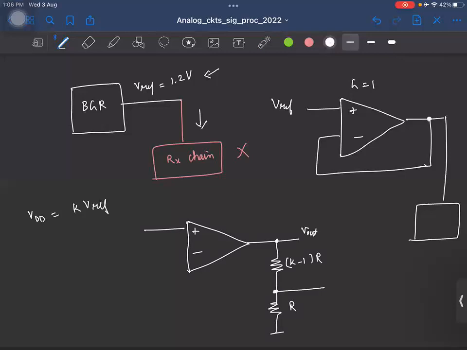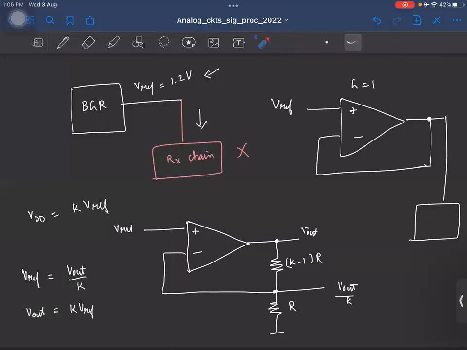V out by K, right? So I know this is VREF. If I connect these 2 points, the op amp will ensure that VREF is fed out by K. So we get the required voltage. I mean, this is basically a non-inverting amplifier, right? Gain of 1 plus K minus 1 R by R, which is K.